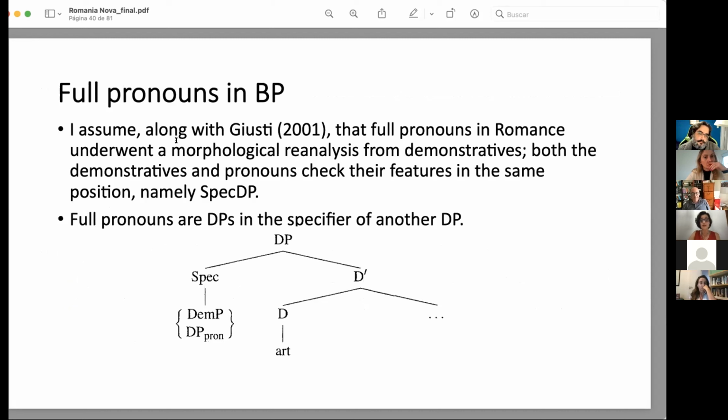So assuming Giusti, full pronouns in Romance underwent a morphological reanalysis from demonstratives. So both the demonstratives and pronouns check their features in the same position, which would be the spec DP. And full pronouns are DPs in the specifier of another DP. Here we would have the article or the clitic according to Giusti.